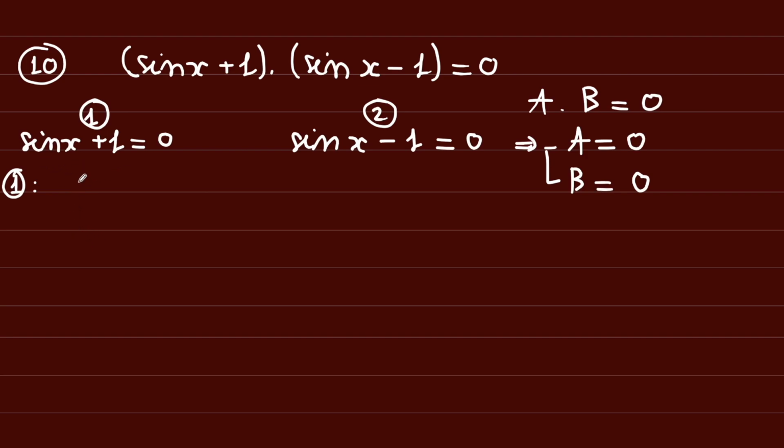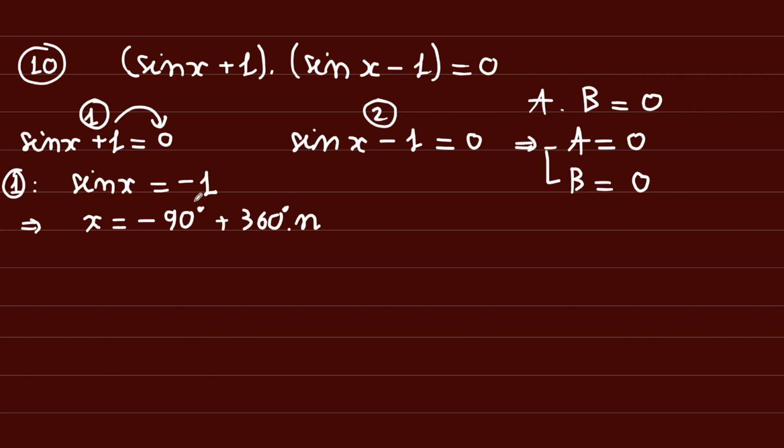Sine x plus 1 equal to 0 means sine x equal to minus 1, because plus 1 from the left I move to the right and it becomes minus 1. And how about the minus 1? That is one of the special angles for sine. This corresponds to x equal to minus 90 degree plus 360 degree multiply n. And for the special angles of sine x, we have only one general solution.